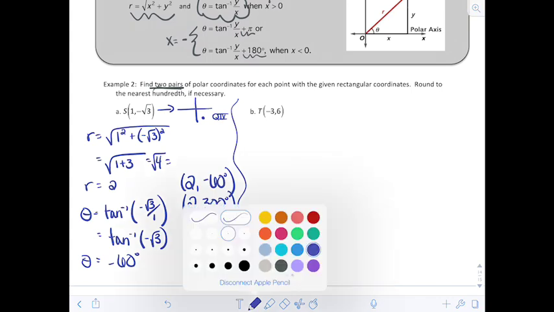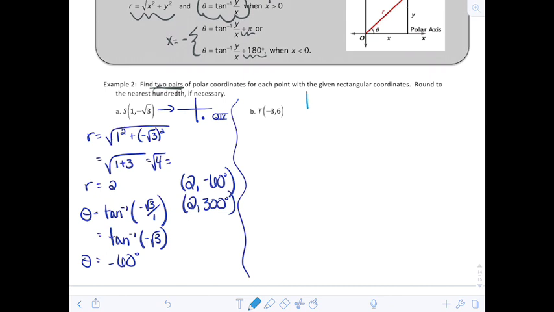Okay, let's look at letter B. So in letter B, I have negative 3, 6. That's going to be in quadrant 2, which means we're not going to get an angle that will put us in quadrant 2. We're going to have to make that adjustment. So first let's find r. That's going to be the square root of negative 3 squared plus 6 squared, which is 9 plus 36. And that's the square root of 45, which is 3 root 5.